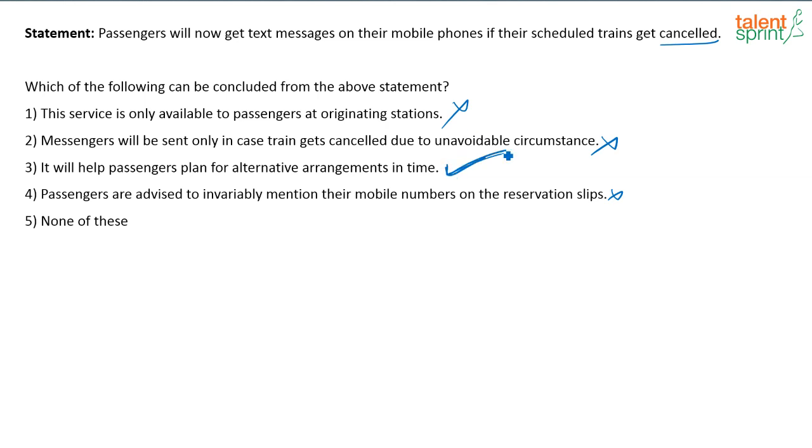It is this, right? See, this is basically a facility that they are saying is being given when trains are getting cancelled. Now, why is this facility given? To help the passengers, right? So, even though the other option seems to be valid, among all the options, this is the most suitable one. Option 3.